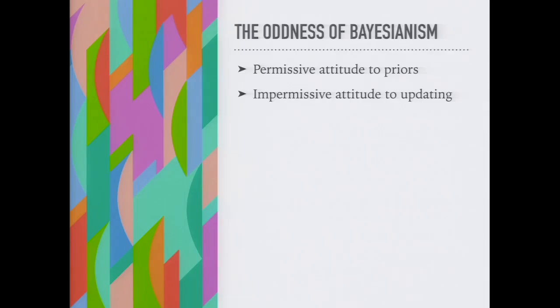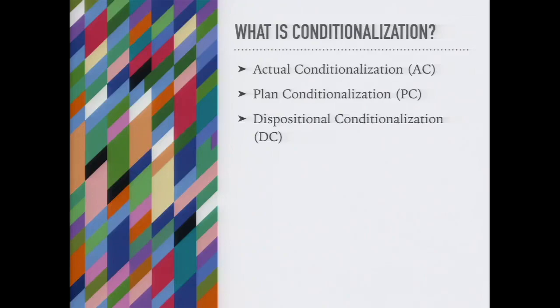In that case, it's very impermissive when it comes to updating. It's not that there's just this plethora of updating rules, all of them equally good, in the way that it says about your priors. It says that there's really just this one, conditionalization, and it's the only one that's permitted. Okay, now that's all reasonably vague, because what we mean by Bayesian conditionalization is reasonably vague. So I'm going to try to disambiguate.